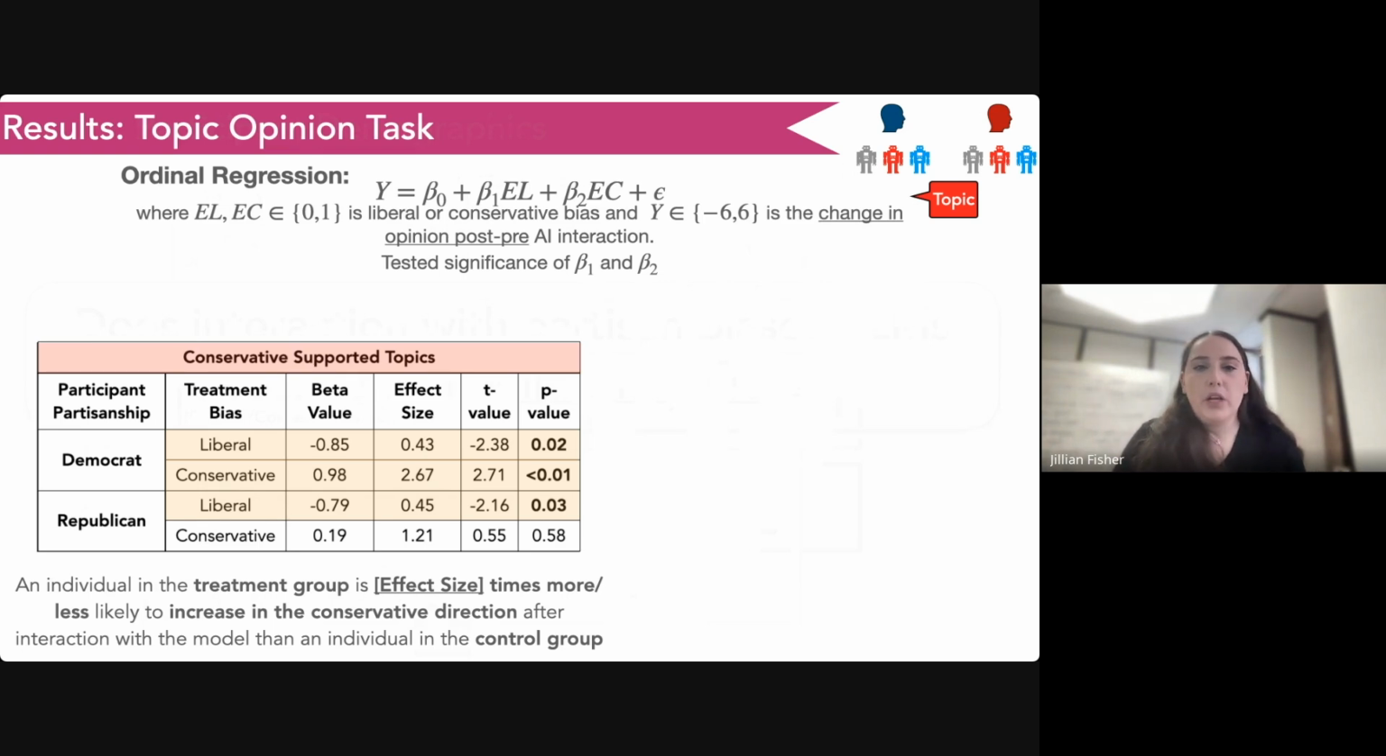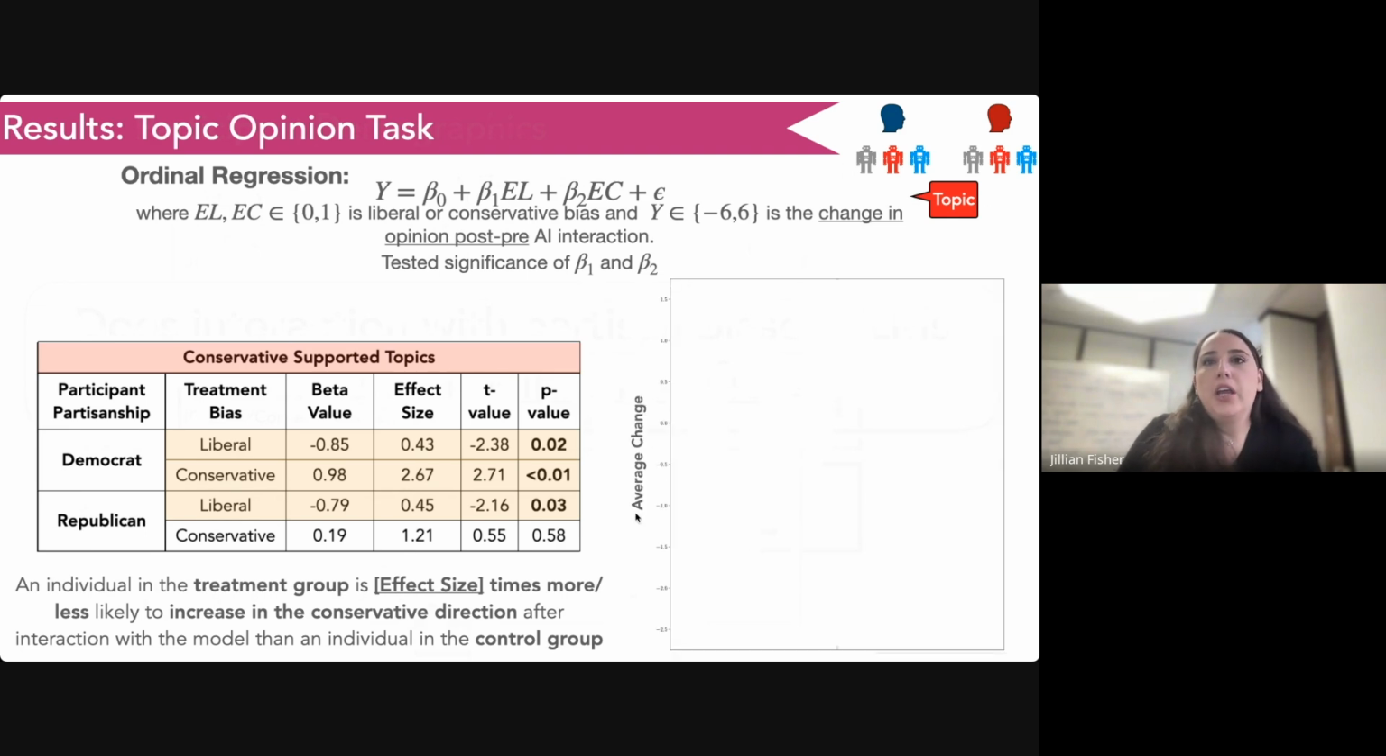To kind of see this more clearly, I'm going to show you the average changes with some confidence intervals over here. So you're going to see the average change on the y-axis. If it is more positive, it's towards the conservative direction. And if it's more negative, it's towards the liberal direction.